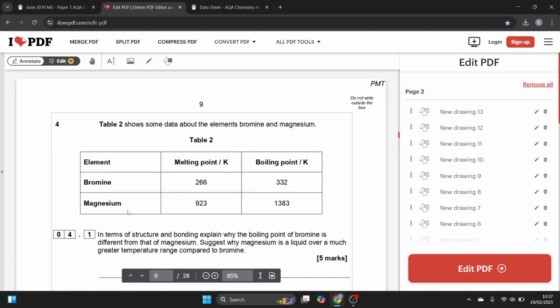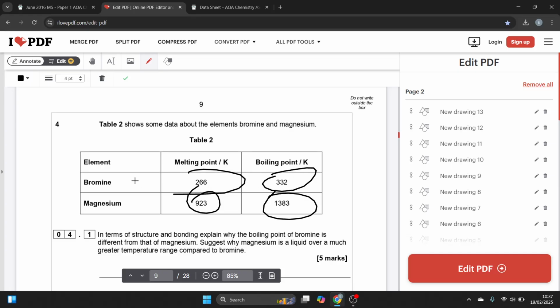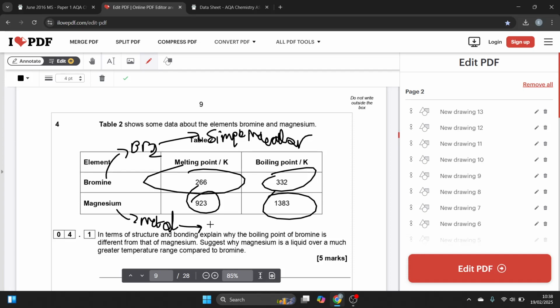Question 4, in terms of instruction, boiling experiment, boiling point of bromine is different from magnesium. So if I look at the boiling point, I can see magnesium has a significantly higher melting point and boiling point compared to bromine. So why is that? Well, bromine is Br2, right? And that is simple molecular. Magnesium is a metal. It's got strong metallic bonds, and that's how you need to infer these kind of questions.